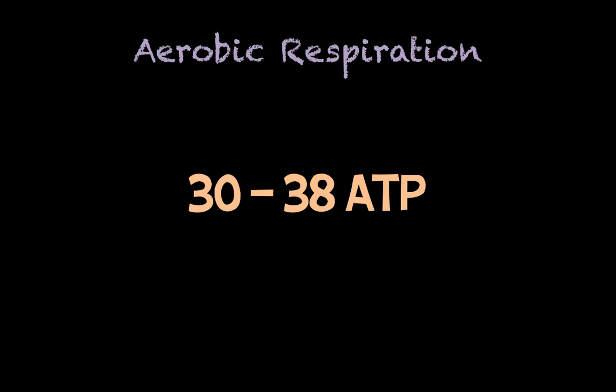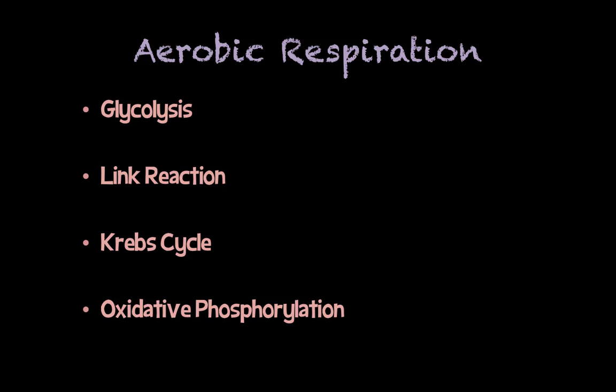So for aerobic respiration, if you look in the different textbooks, you're going to get a range from 30 to 38. Alright, so let's see how they got those numbers. First of all, for aerobic respiration, we're looking at 4 metabolic processes: glycolysis, the link reaction, which is the reaction catalyzed by pyruvate dehydrogenase complex, the Krebs cycle, otherwise known as the TCA cycle or the citric acid cycle, and then oxidative phosphorylation.